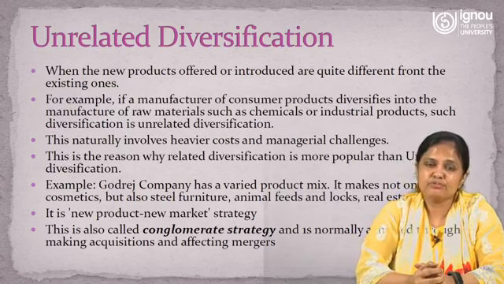This is unrelated diversification. But this kind of diversification involves heavier cost and managerial challenges. So, quite often, this is not something which is used by companies. That is why it is less popular than related diversification. Related diversification is more popular only because it involves less cost, right? Generally, unrelated diversification is done through mergers and acquisitions. That is why it is also called conglomerate strategy.